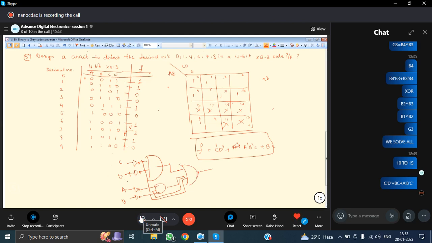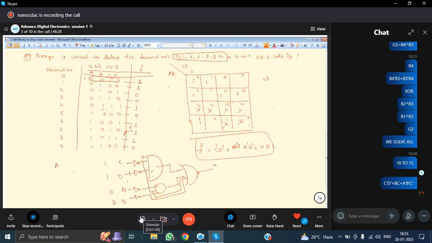Let us test this. At ABCD, what should we give? Let us give 0011. ABCD is 0011. If we get the output equal to 1, then it is the circuit which is detecting these decimals. So we will test this, let's see what the output is here.